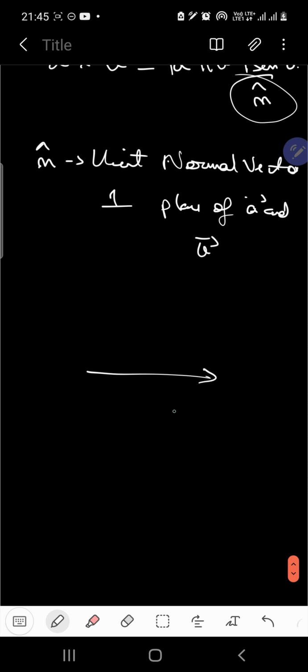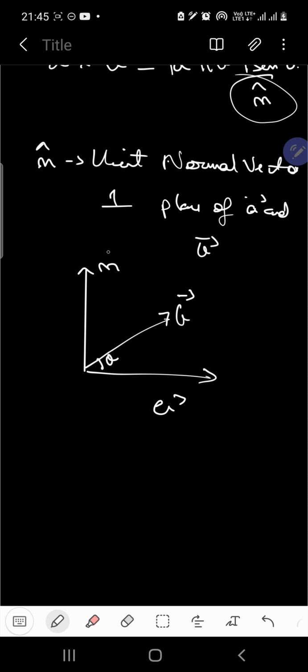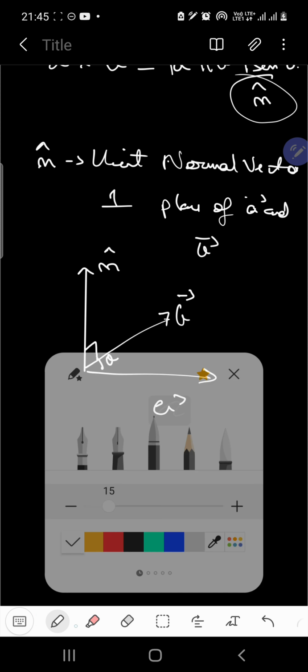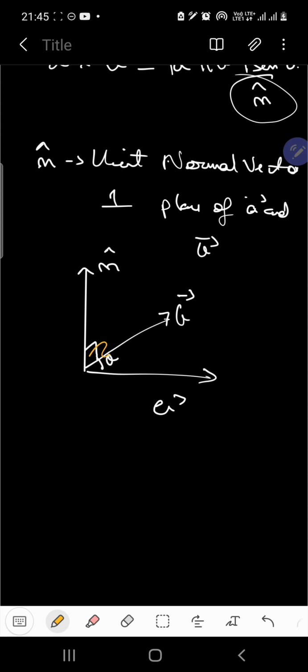Suppose this is your A vector and this is your B vector. They have an angle theta in between them and they are on a 2D plane in a sheet. So this particular vector will be the n cap, which will be 90 degrees with the B vector as well as 90 degrees with the A vector. I guess it's clear.